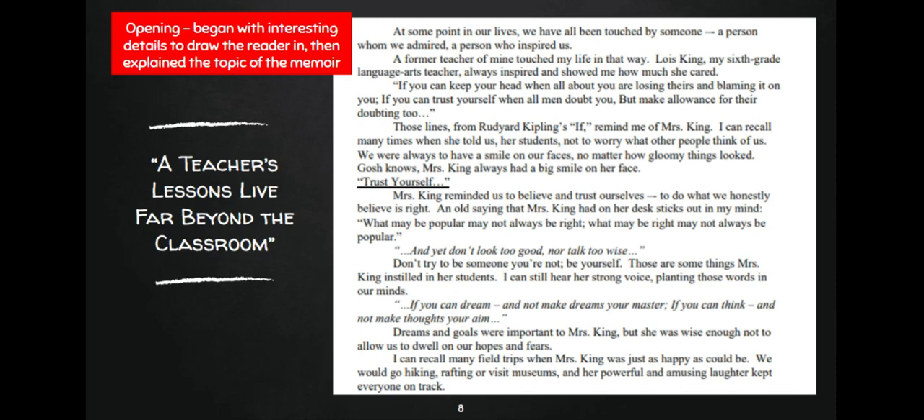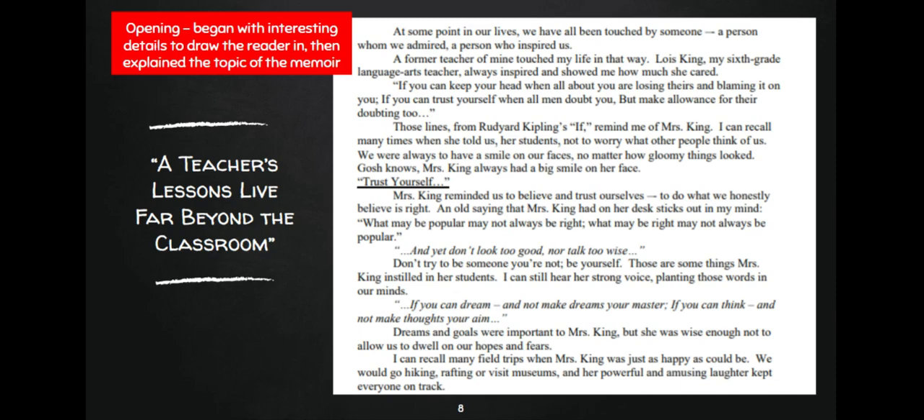King, but she was wise enough not to allow us to dwell on our hopes and fears. I can recall many field trips when Mrs. King was just as happy as could be. We would go hiking, rafting, or visit museums, and her powerful and amusing laughter kept everyone on track.